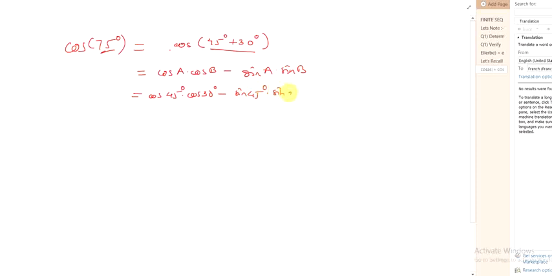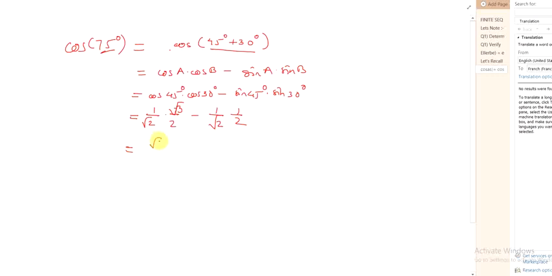45 degree into sin 30 degree is equal to, what is cos 45 degree? 1 by root 2. Cos 30 degree is how much? Root 3 by 2. And sin 45 degree, 1 by root 2. And sin 30 degree, half. Okay. And if there is a plus sign in cos, then we will have a negative sign in the result.